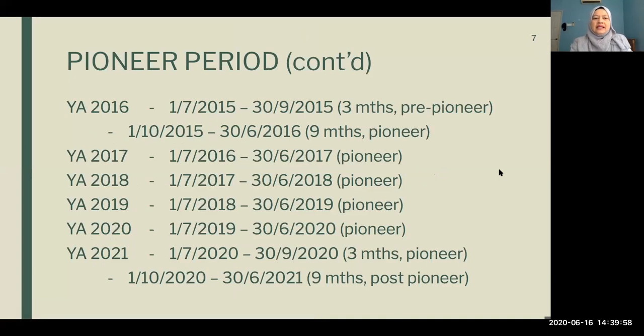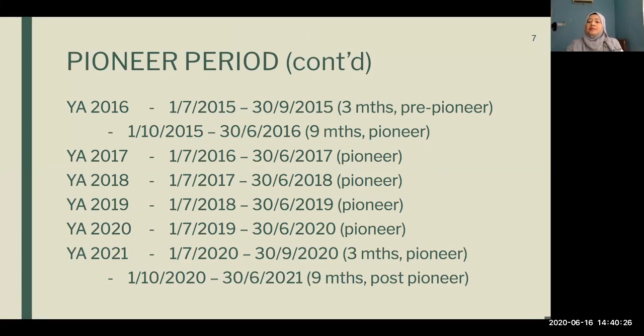Right? So it says here from YA 2000, just the one that I explained earlier, but this one is in that form. You have 3 months pre-pioneer and then 9 months pioneer, plus 3 months pioneer period. And 1st October 2020 to 30th June 2021 is your 9 months period, but this is a post-pioneer period. So now you have the pre-pioneer, 5 years pioneer period, then you have the post-pioneer period.